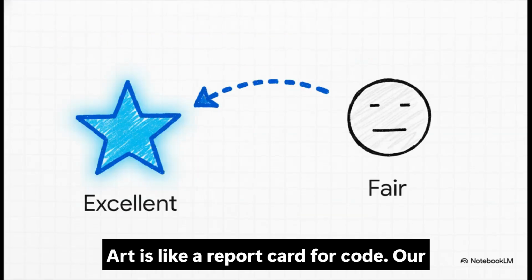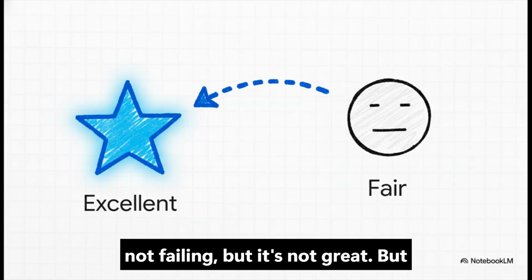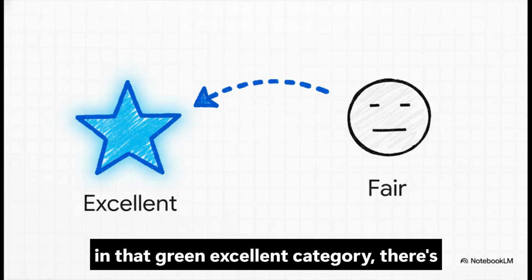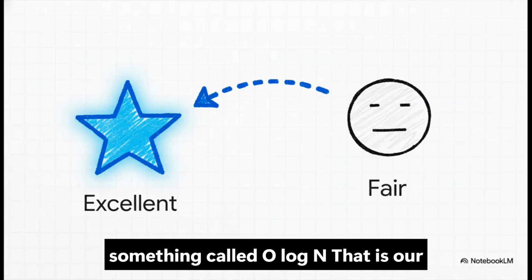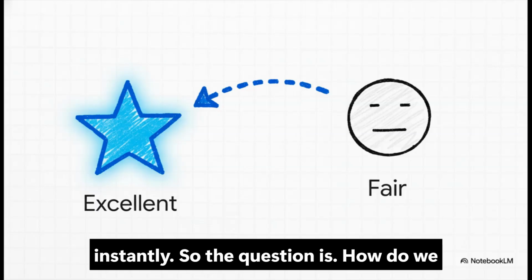Think of this chart as like a report card for code. Our O(N) search gets a fair. It's not failing, but it's not great. But look all the way over to the left in that green excellent category. There's something called O(log N). That is our goal. That's the secret sauce. That's how you search a billion items almost instantly. So the question is, how do we get there?